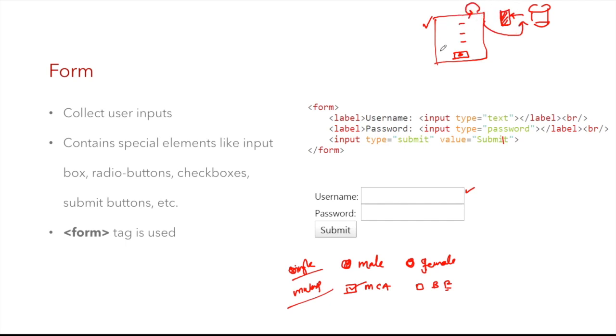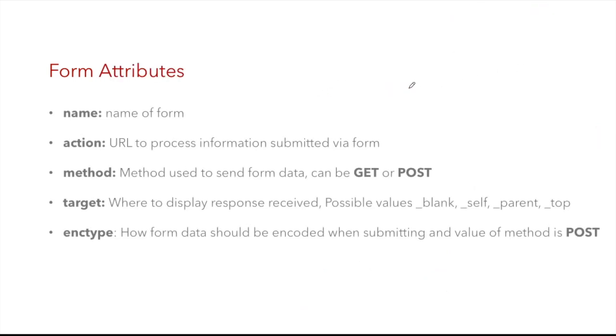Now this is defined with the help of the action attribute in the form tag. So here are the attributes. Name is the name of the form. Action is used to specify the URL where the information will be sent, or where the information will be submitted via the form. And then we have method. It is the method using which the data can be sent. It can be get or post.